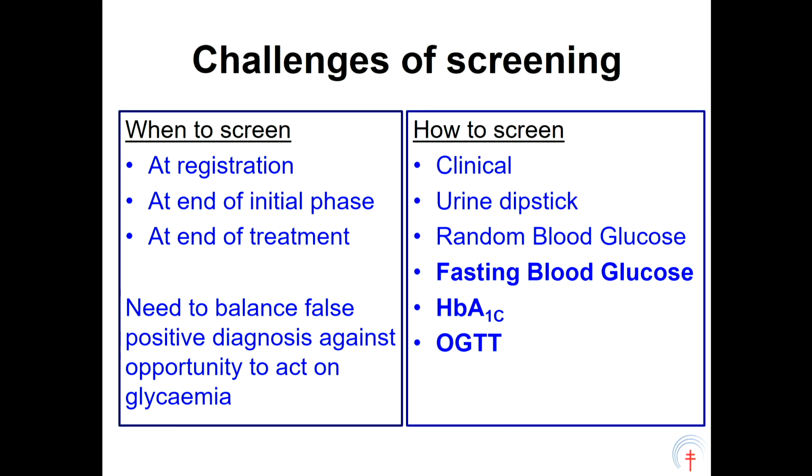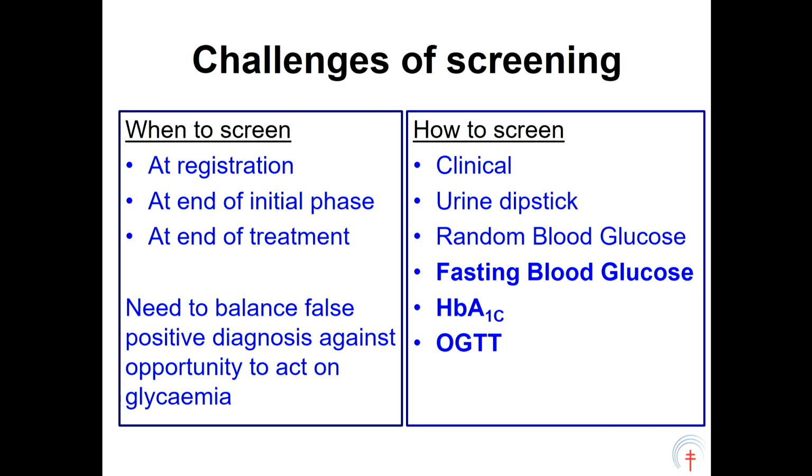Now there's some challenges with this, and a couple of big challenges are as follows. When should we best screen? Should we do this at registration? Should we do this at the end of the initial phase of treatment? Or should we in fact wait until the end of TB treatment completely? And the issue here is that tuberculosis is a stressful condition, and TB increases the blood glucose level, so you can get a false positive diagnosis of diabetes.